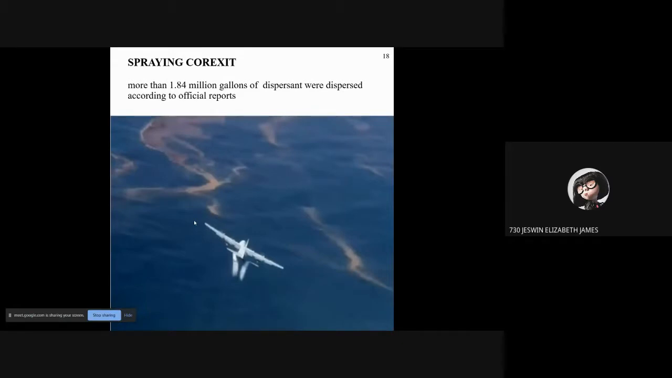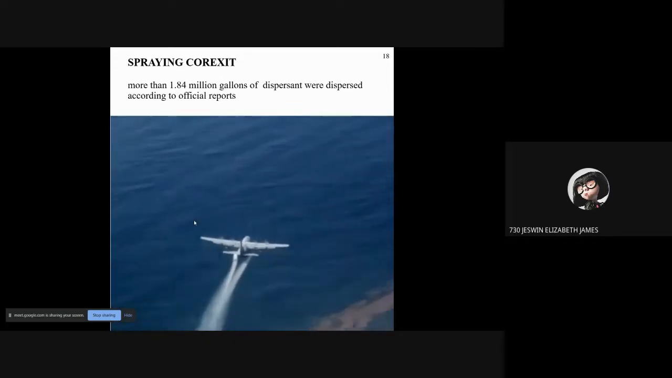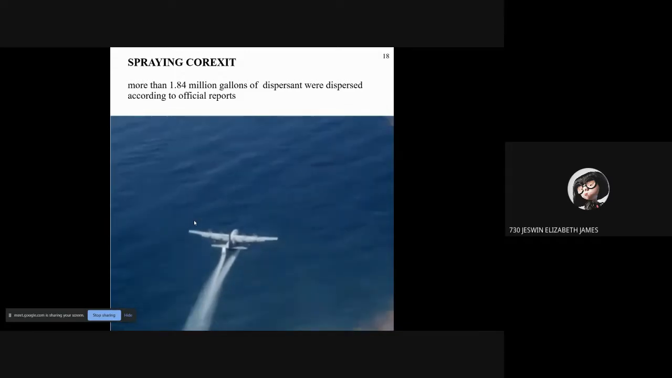So a massive amount of dispersant was dispersed, around 1.84 million gallons, according to the official reports. You can see that the plane is dispersing this dispersant into the ocean. Now, these 1.84 million gallons of dispersant are according to the official reports. The actual amount can be higher than what is shown. So, one interesting fact about Corexit is that it is banned in Europe. However, the regulators in the US were less strict. So BP got the go-ahead to disperse the dispersant in massive amounts.